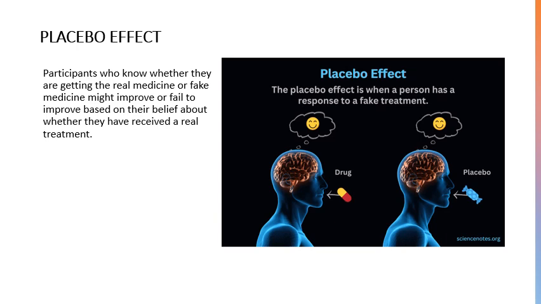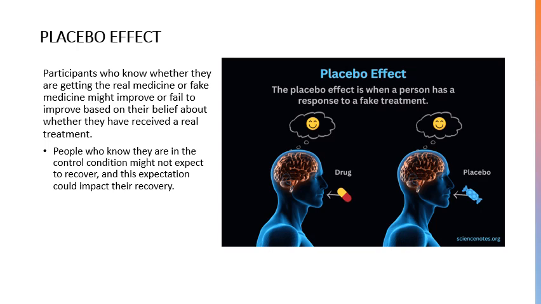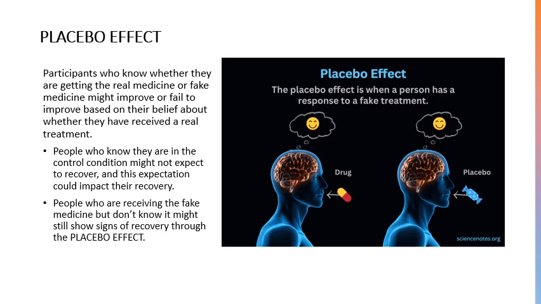To just put that in writing, it's participants who know might have improvements based on their belief about whether they've received a real treatment. So people who know they are in the control condition where they didn't get treated, they might not expect to recover, and this expectation could impact their recovery. Likewise, people who are receiving the fake medicine but don't know it might still show signs of recovery through the placebo effect. So this would be a bias that we want to eliminate, and a way that we eliminate it is through blind and double-blind studies.